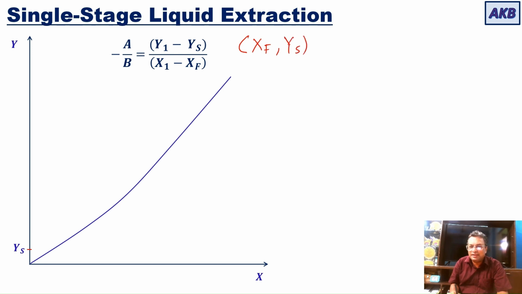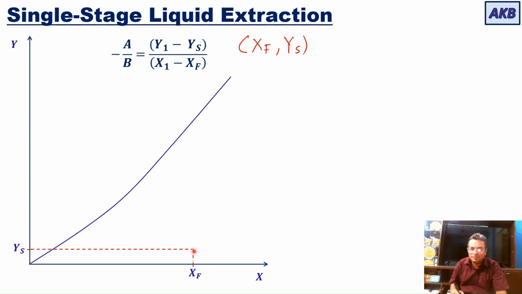So in any operation, both will be known to us. The feed composition, weight fraction in the feed and weight fraction in the solvent on a solute-free basis, will be known to us. So the operating line will start at this point. What we will do is locate Ys and then locate xf. We will get this point.